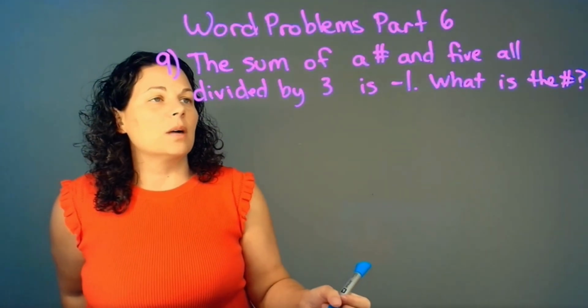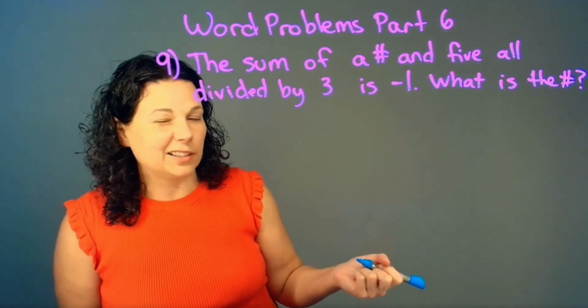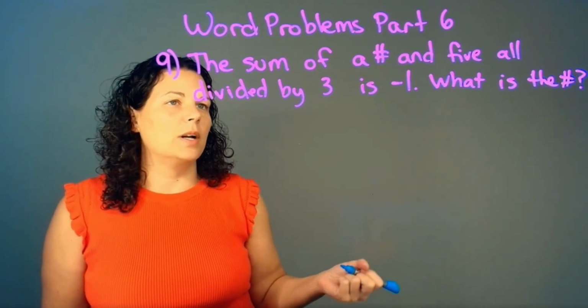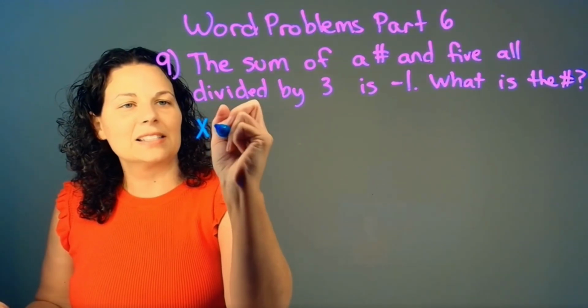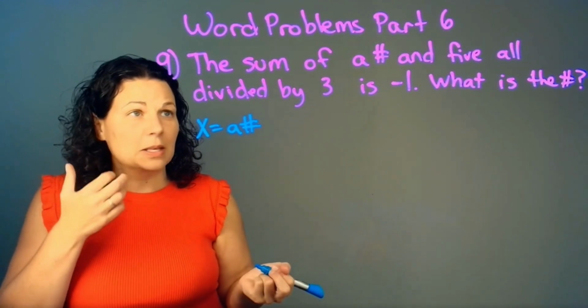Okay, so the sum of a number and 5 all divided by 3, the "all" is kind of not needed, but I added it just for clarity. All divided by 3 is -1. What is the number? So we always define our variable. I'm going to say x equals a number because I don't know that number. We're going to call it x.